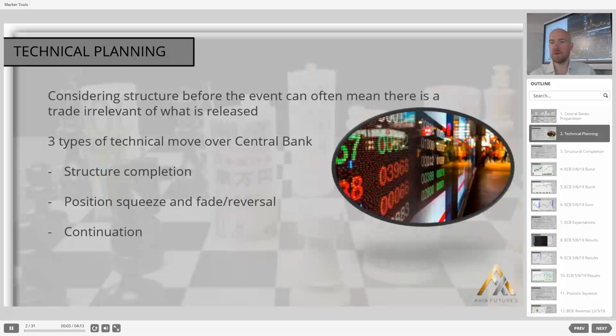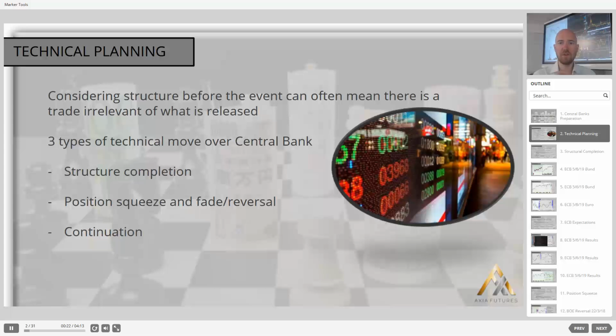Right, let's go and have a look at the three different types of trades that we'll be looking at. I'll give a brief explanation of them, and then we'll go through and have a look at different examples of how each of these trades can actually play out. We're looking at ECB events, Bank of England events, Fed events, to try and explain some of these ideas.